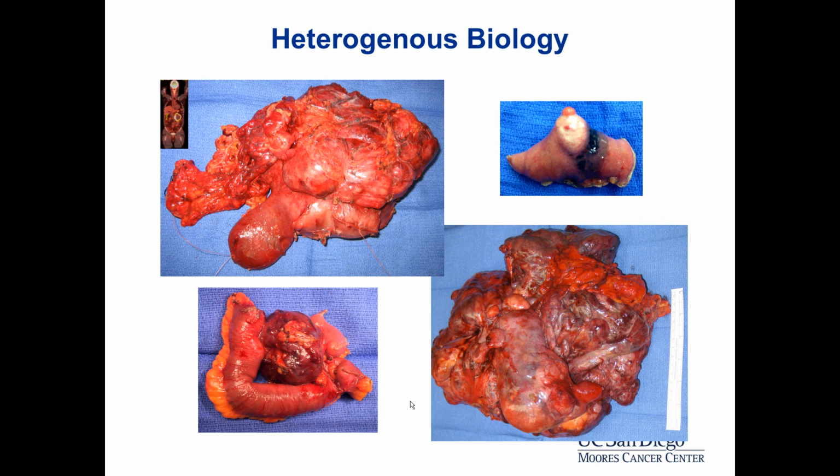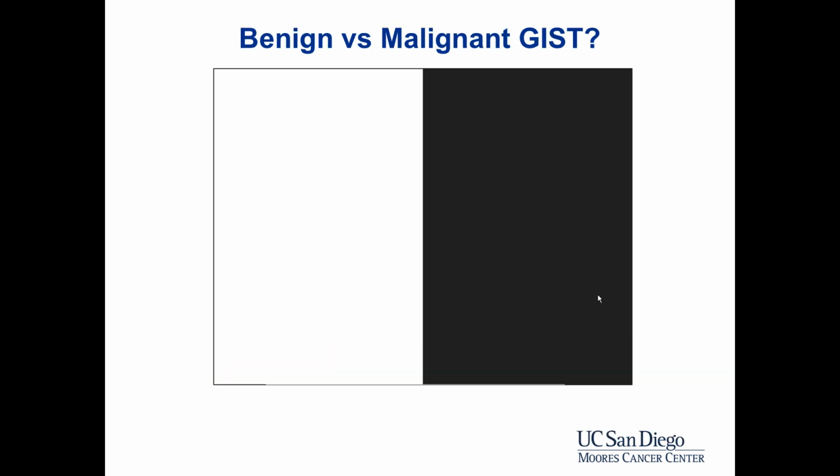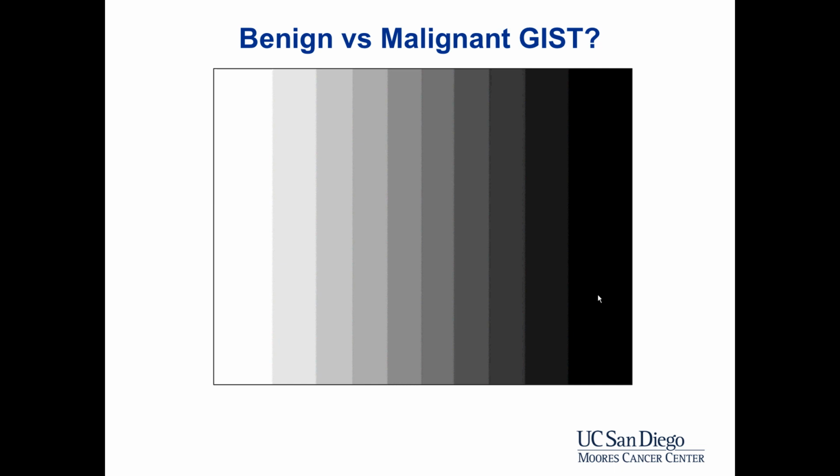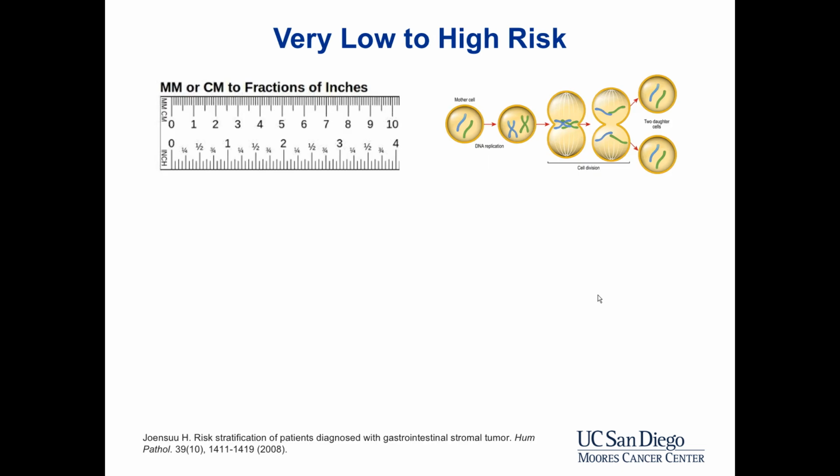GIST have very heterogeneous biology. They can present as very small tumors to very large, massive tumors, with locations ranging from the esophagus all the way to the rectum, as I mentioned. A lot of questions come up when I see patients in clinic about whether GIST is a benign or a malignant tumor, and it's not really a black and white disease. It's really more on a grayscale from what we consider very low-risk tumors to high-risk tumors.